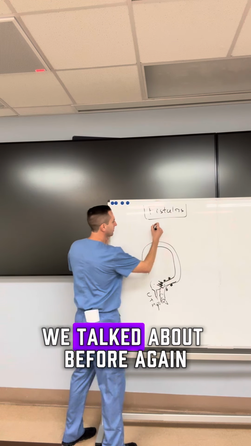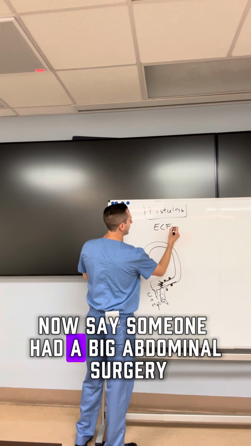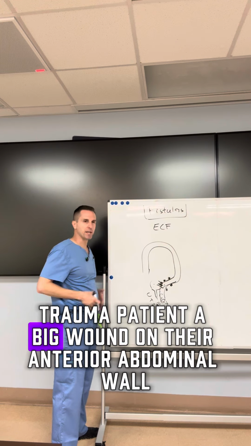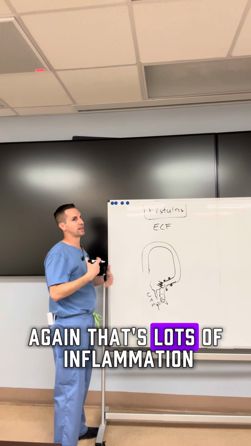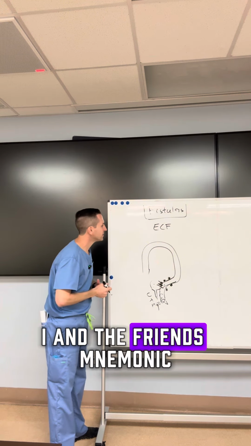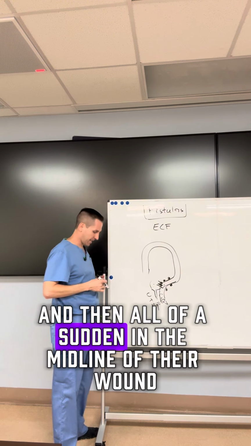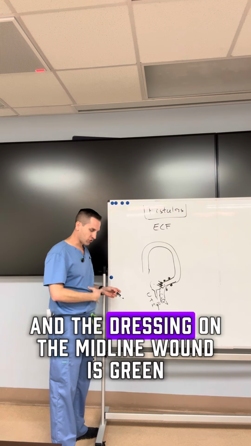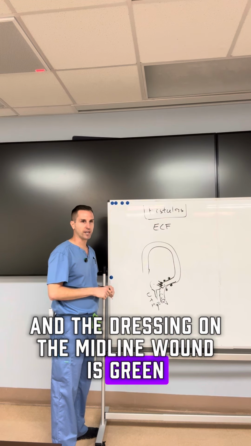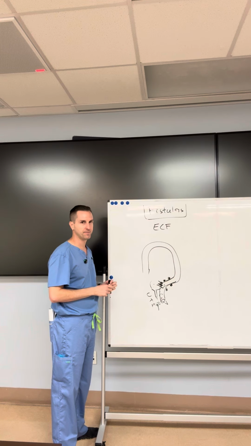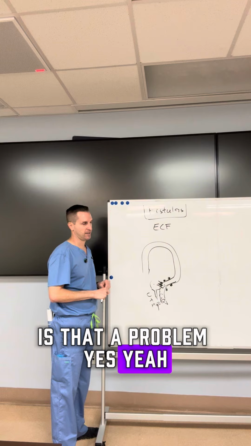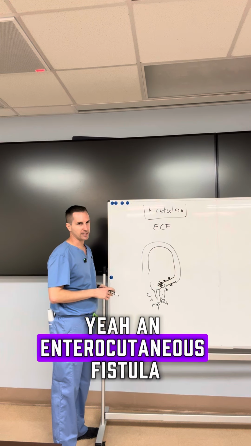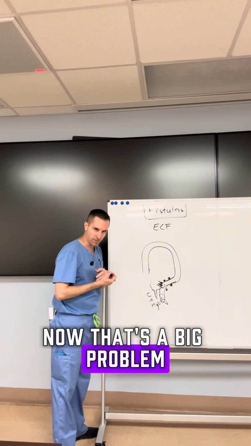Now say someone had a big abdominal surgery, a trauma patient with a big wound on their anterior abdominal wall. Again, that's lots of inflammation, the I in the Friends mnemonic. Then one day you're rounding, and the dressing on the midline wound is green. Is that a problem? Yes. What do you think they have? An enterocutaneous fistula. That's a big problem.